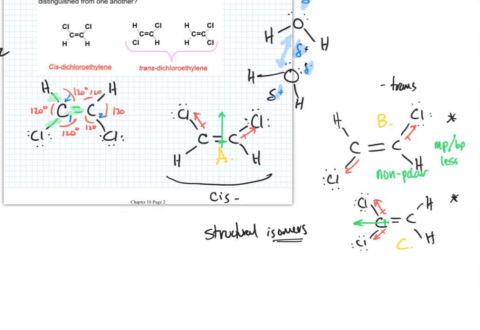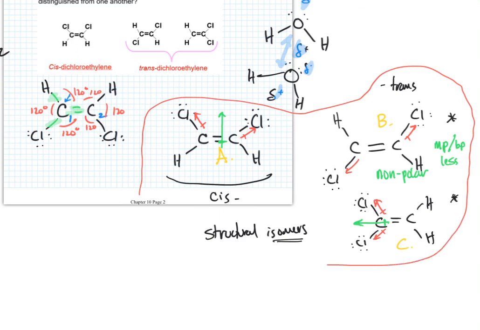All right, but the point I want to make here is you can actually use the polarity of the molecule to figure out differences in structural isomers. Even though it's the exact same set of atoms, they're going to have very different properties from one another. Okay, that's going to wrap up section 10.5.